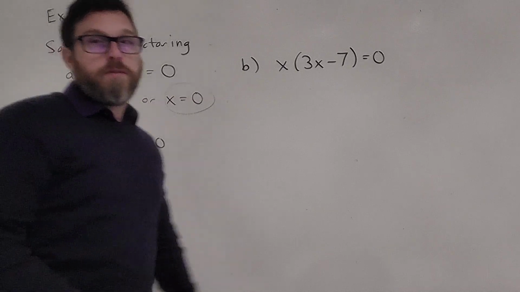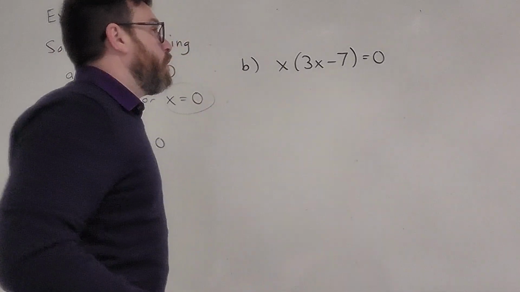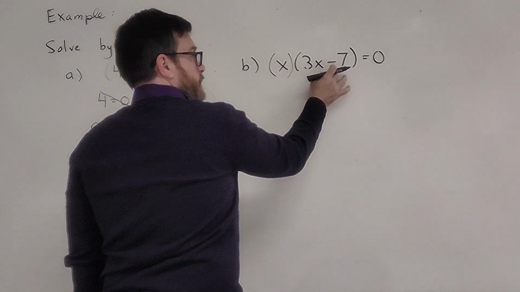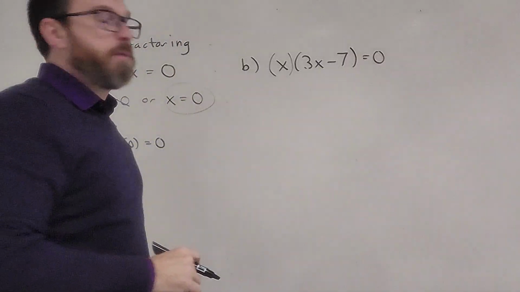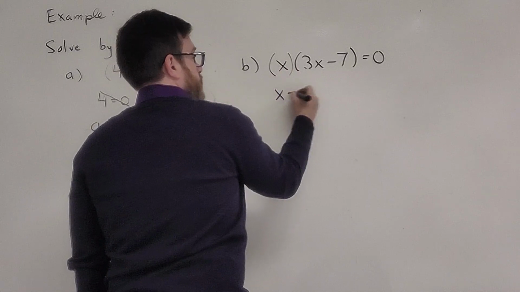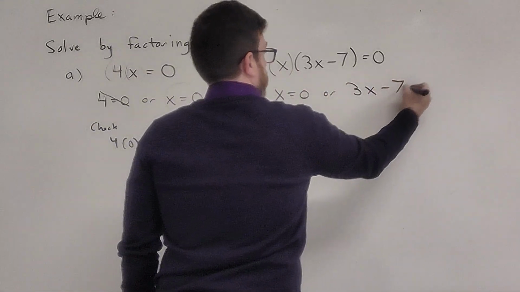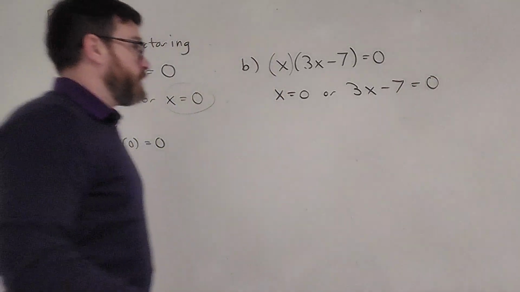Now this has also been factored for us. I have a monomial and a binomial. This is going to be your a and this is going to be your b. I know the parentheses are redundant, but students like to see that separation between the two different factors. So either the first factor is equal to 0, or the second factor is equal to 0, or they're both equal to 0. That's why we leave both solutions as possible solutions.